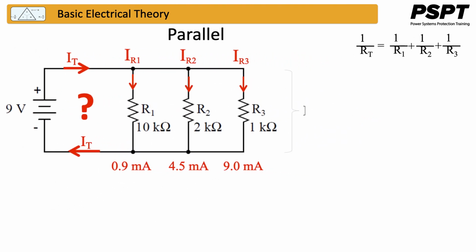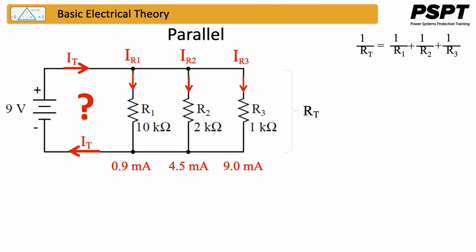This gives us the rule for calculating equivalent resistance, at least for 3 parallel resistors, as in this case. The total resistance, or 1 over RT, is equal to 1 over R1 plus 1 over R2 plus 1 over R3.